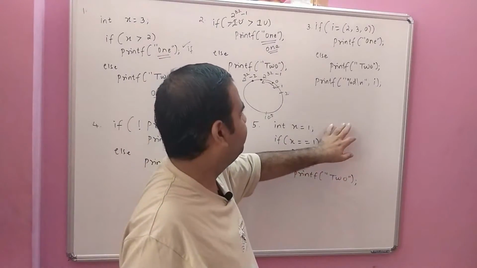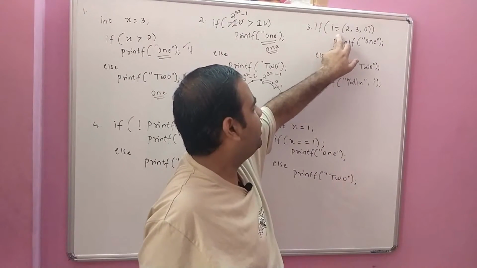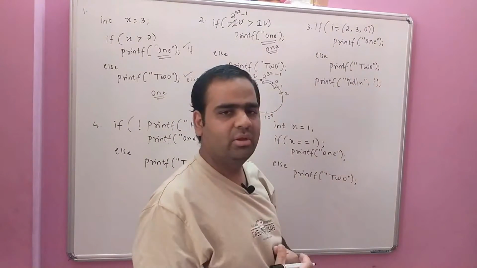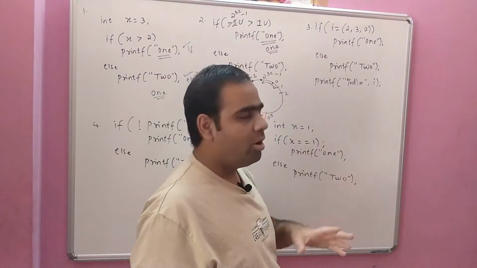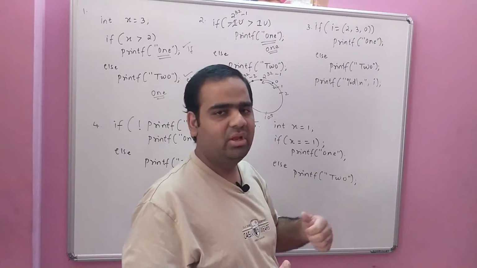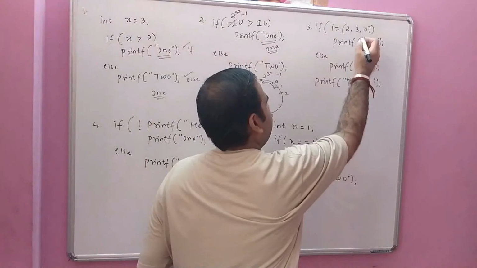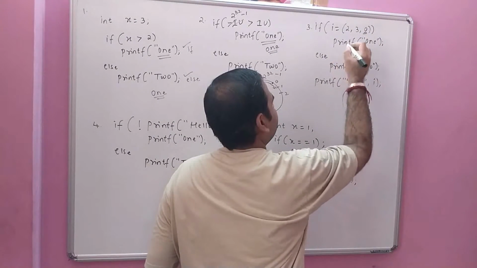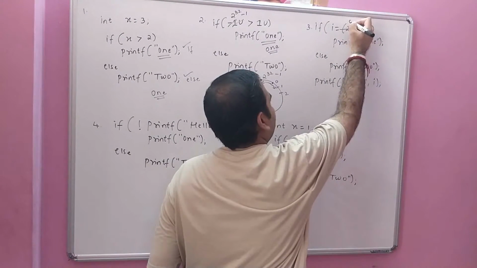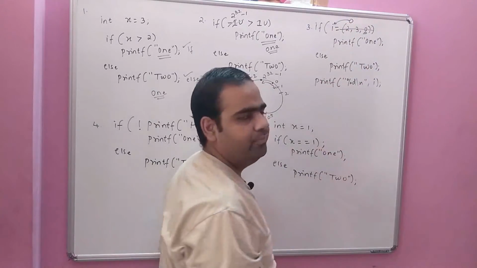Let's see the third one. We say if i is equal to (2, 3, 0). We know that the comma operator always takes the last value. And what is the last value over here? The last value is 0. Therefore, the value of i is assigned to be 0.